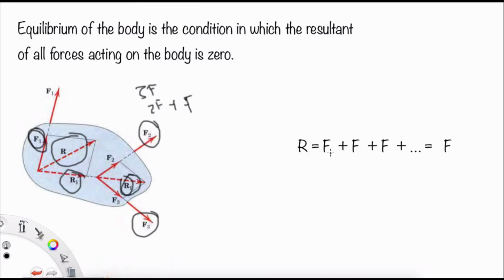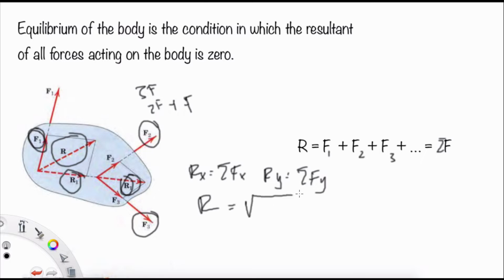So the resultant here will be F1 plus F2 plus F3 and so on. Yeah, it will be the sigma F. And whatever the force that is working in the x direction, we can also write as Rx, which is the sigma Fx, and Ry is the sigma Fy. And for the resultant of that, we can use the Pythagorean theorem: the square root of sigma Fx squared plus sigma Fy squared.